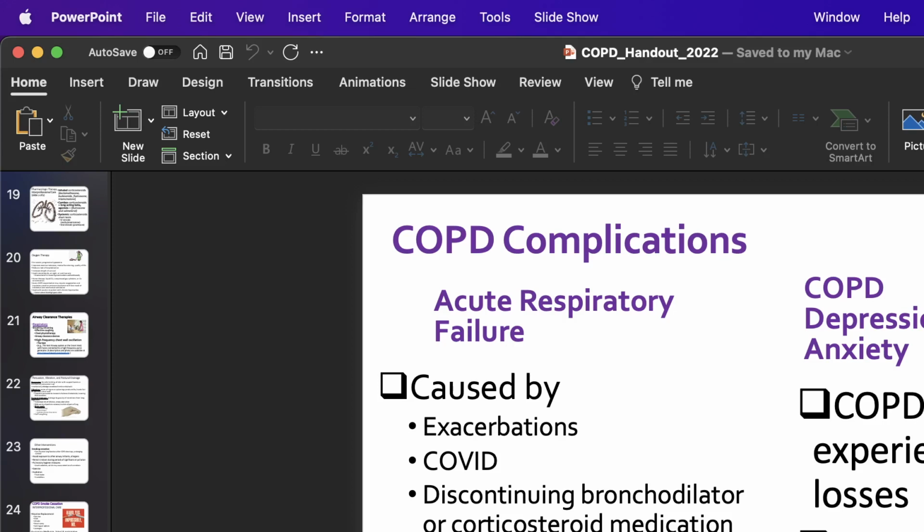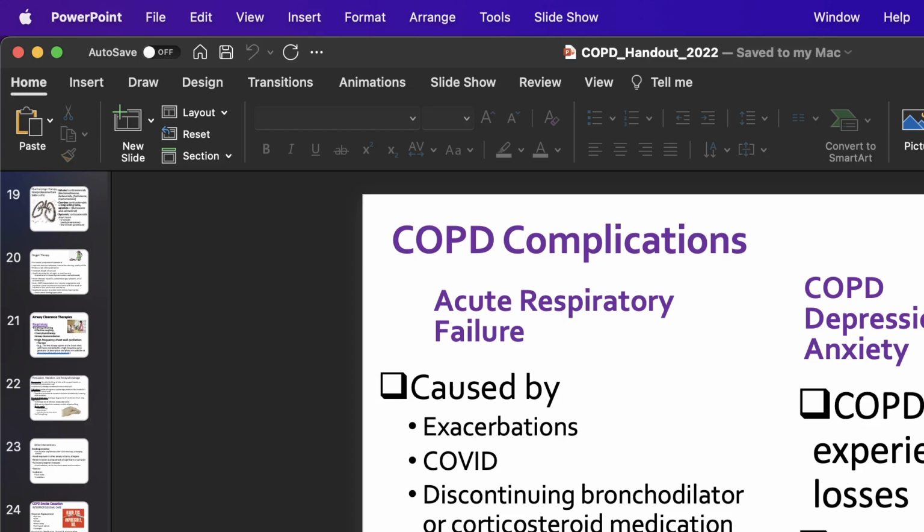Oxygen therapy we've talked about. Our goal really is 88 to 92%. That range is what the guidelines say. And we talked about the benefits of long-term oxygen. It improves their quality of life.